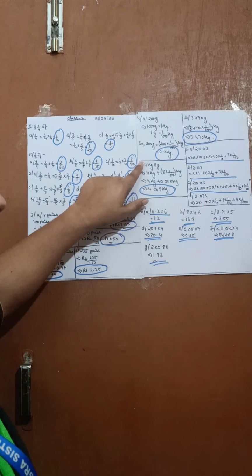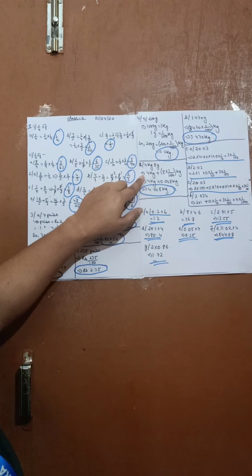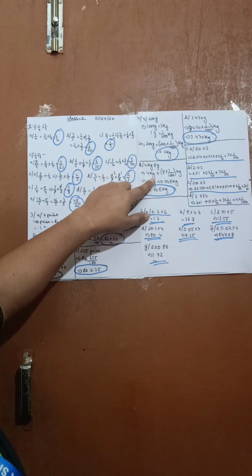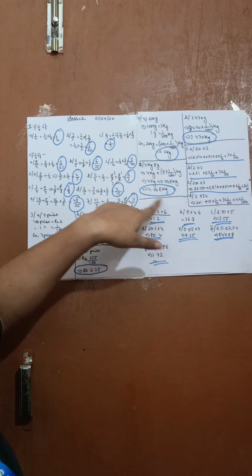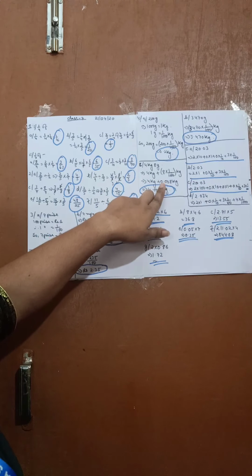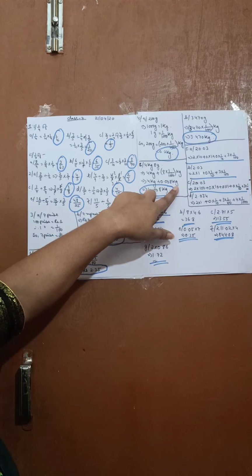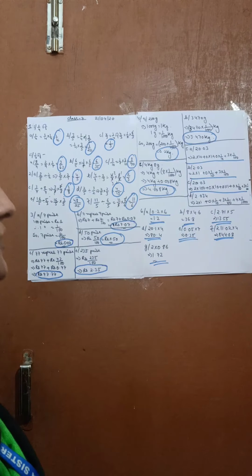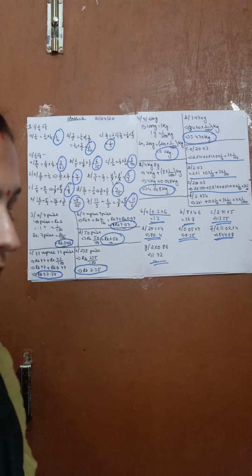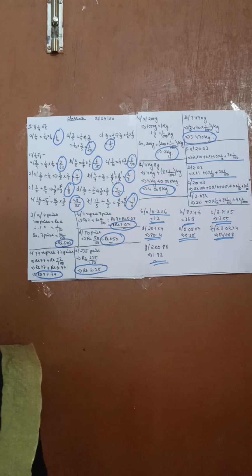Number C is 4 kgs 8 grams, is equals to 4 kgs, we'll keep it as it is, plus 8 into 1 by 1000 kgs, is equals to 4 kgs plus 0.008 kg. When we add these two, we'll get 4.008 kgs. So that's all for number 4. Let's move to number 5.